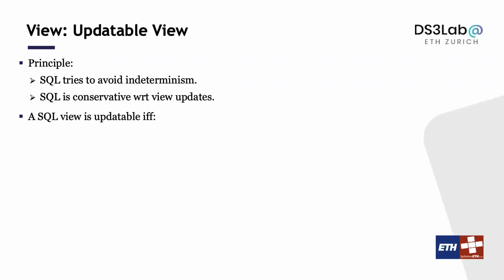So in many practical systems, at least in the standard, a SQL view is updatable if and only if, first, this view only involves one base relation. Whenever the view involves a join, it's actually not updatable in SQL. It might be updatable in theory, but in a practical system, it's not updatable.